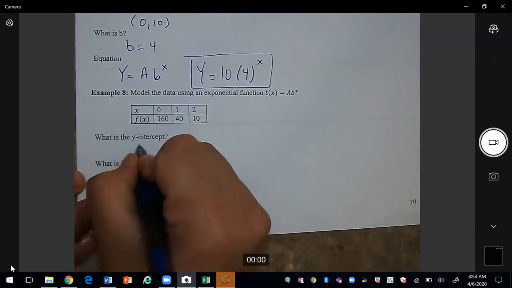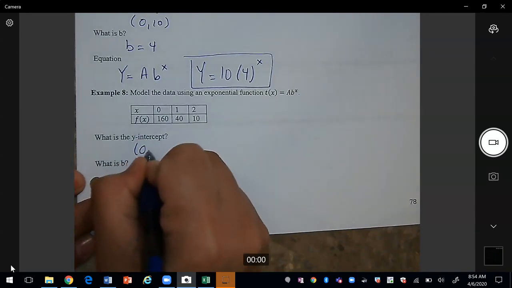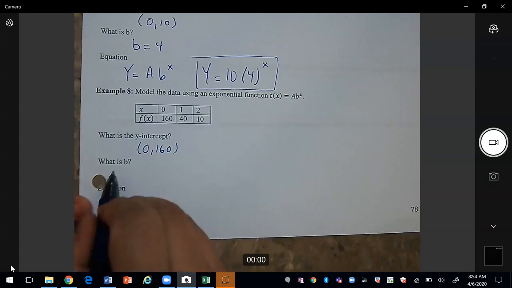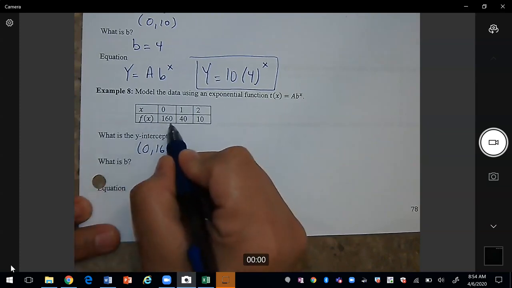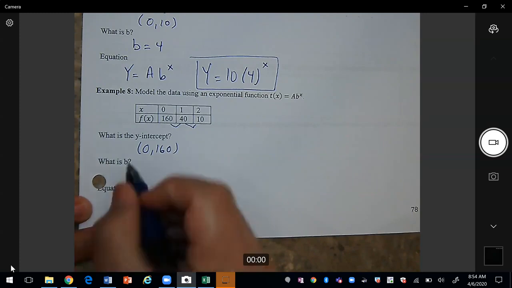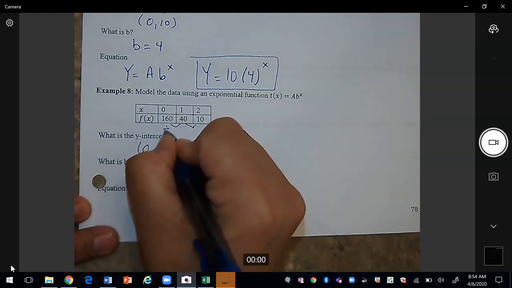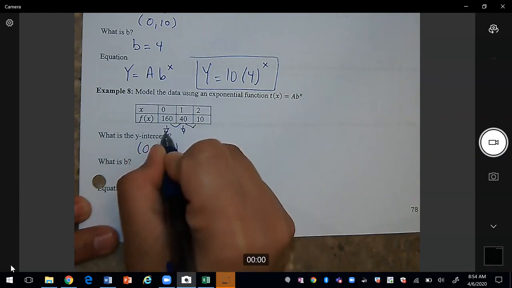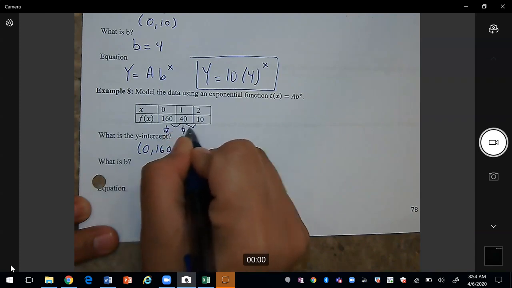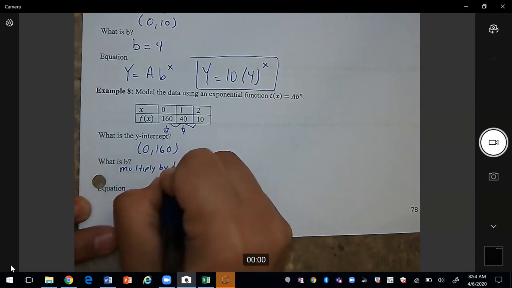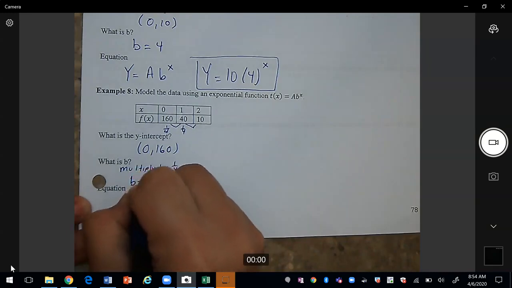So let's look at example 8. Our a here, our y-intercept, is (0, 160). And then for b, notice that here we're going from 160 to 40. So we can multiply 160 times 1/4, 40 times 1/4. 160 times 1/4 gives me 40. 40 times 1/4 gives me 10. So if I'm multiplying, then my b here is going to be 1/4.